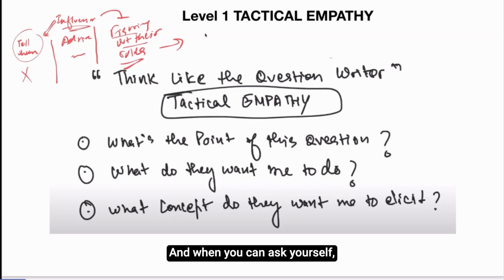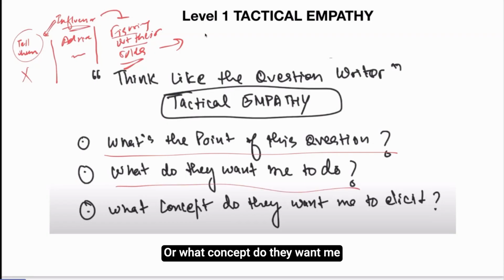And when you can ask yourself, what is the point of the question? What are they trying to teach me? What do they want me to do? Or what concept do they want me to elicit? You'll be able to understand their rules. And once you understand their rules, you'll be able to play that game and figure out the answer choice based upon the rules. If you are playing according to your own rules, you will never figure out the answer, because your rules don't match up with the question writer's rules, and that doesn't match up with what the answer will be.